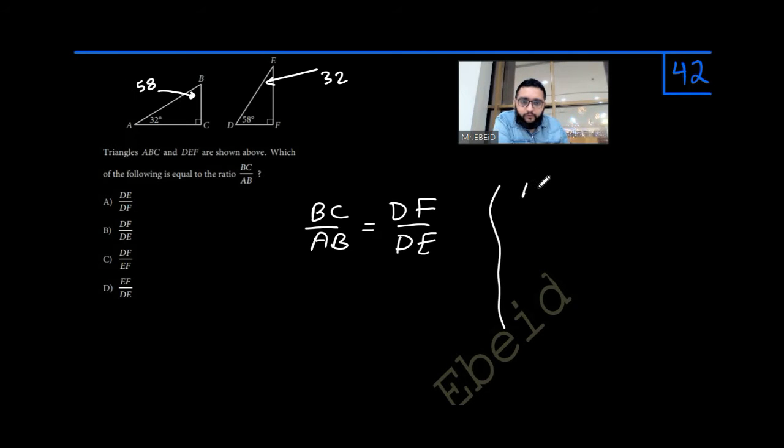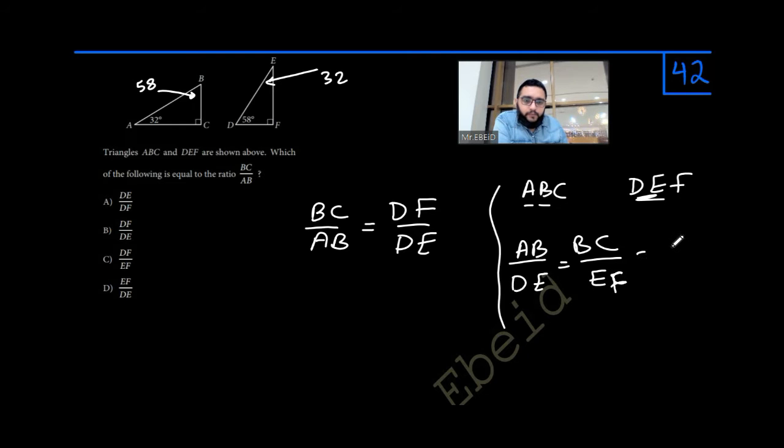As you know, if we have two triangles like ABC and DEF, put the first and the second: AB over DE from the second triangle equals BC over EF equals AC over DF. Okay? We want the ratio of BC over AB. This is AB and this is BC. We want to find BC over AB equals EF over DE. Okay? So the answer is B.